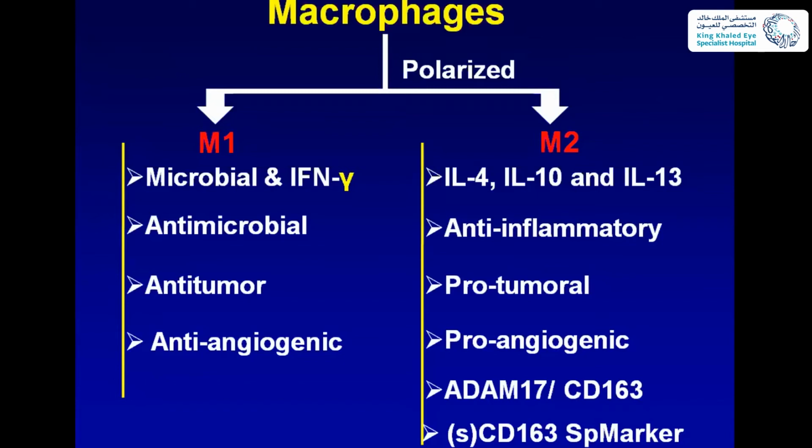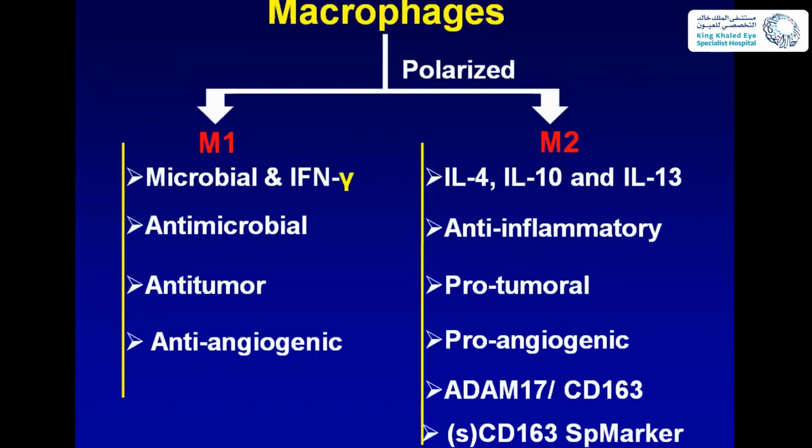Nowadays, scientists are very interested in the M2 macrophage, and how it changes from M1 to M2, because the M1 property is different, and the M2 property is different. M1 is activated by the microbiome and interferon gamma. And this M1 is actually antimicrobial, anti-tumor, and anti-angiogenic.